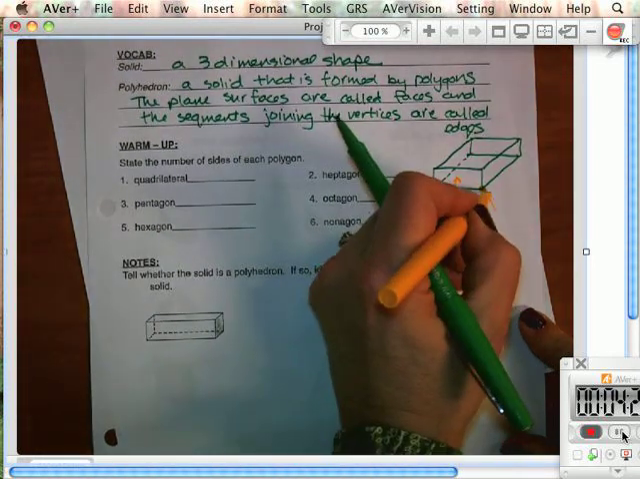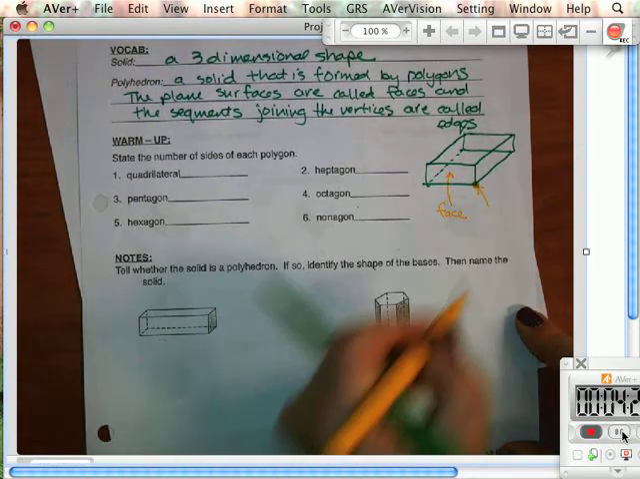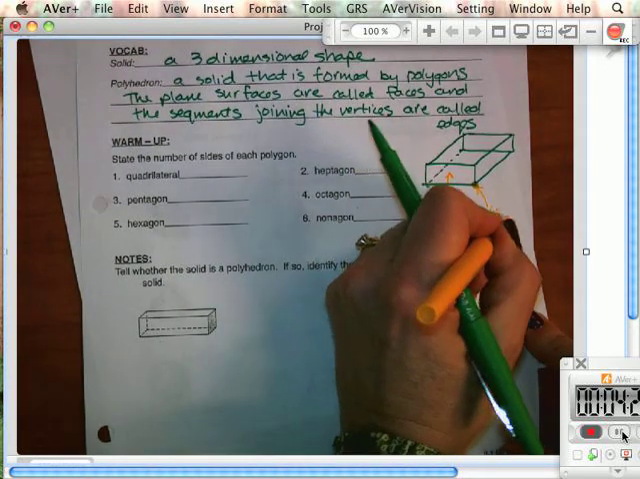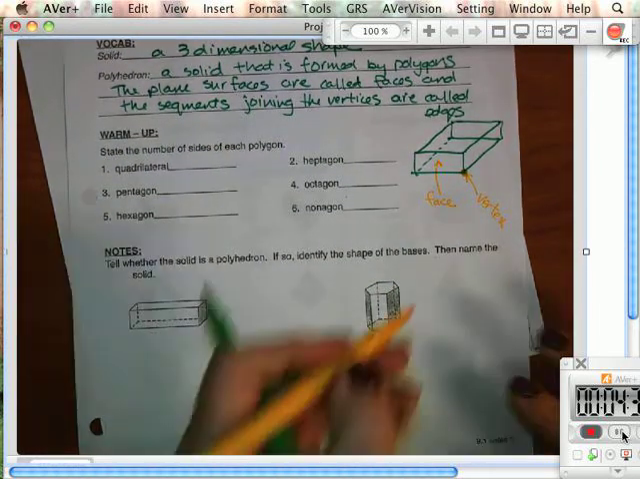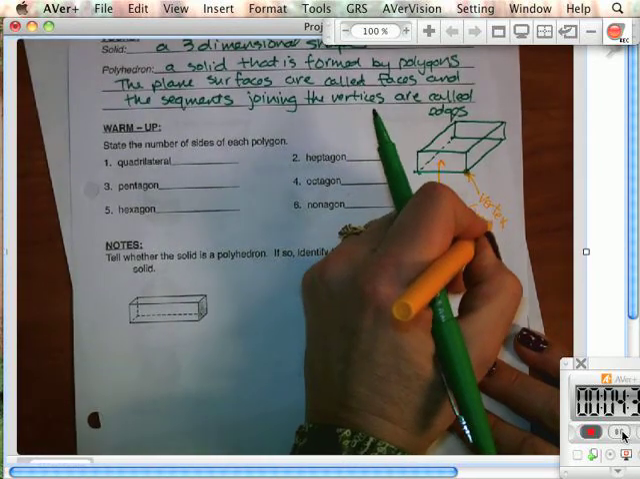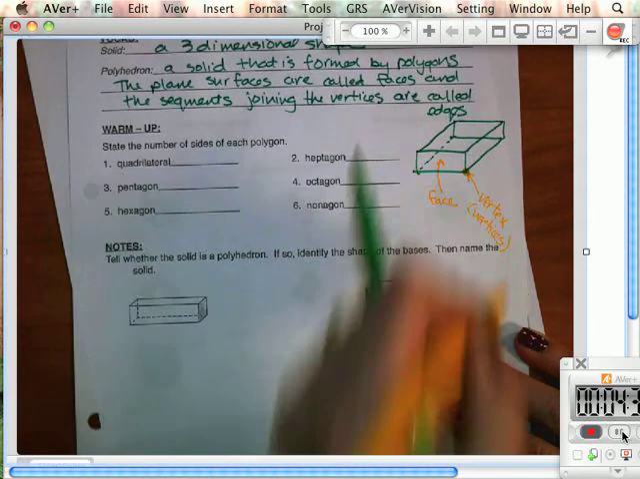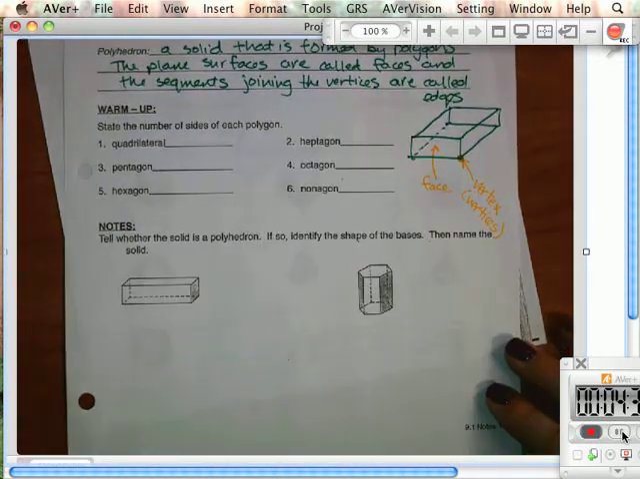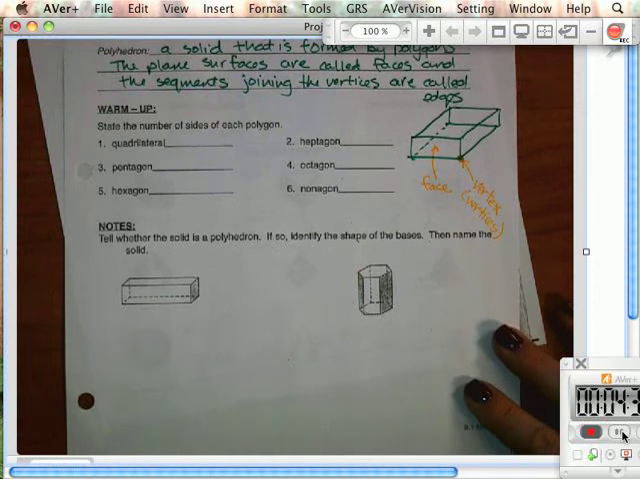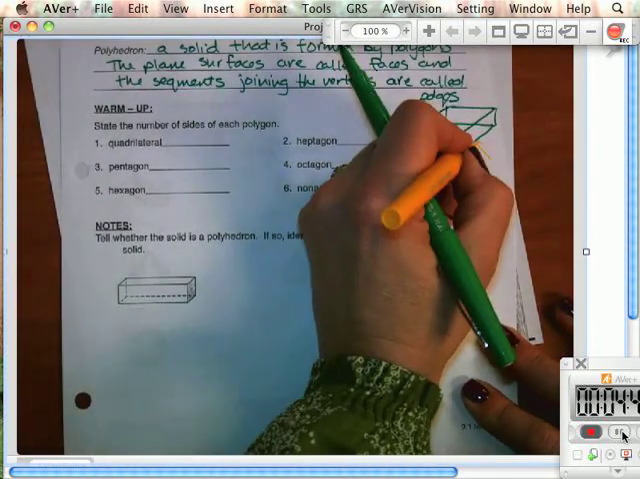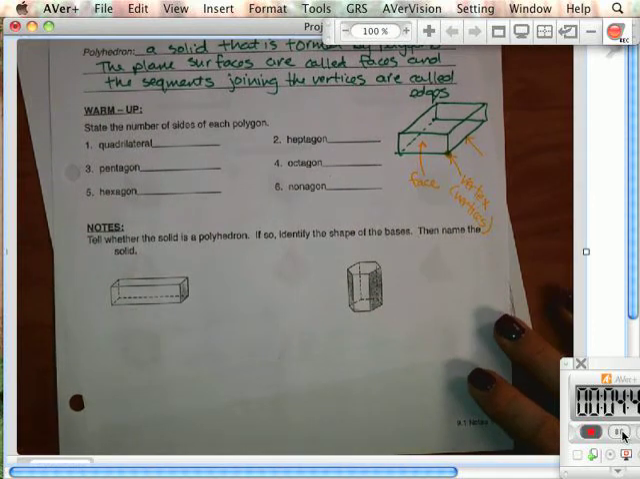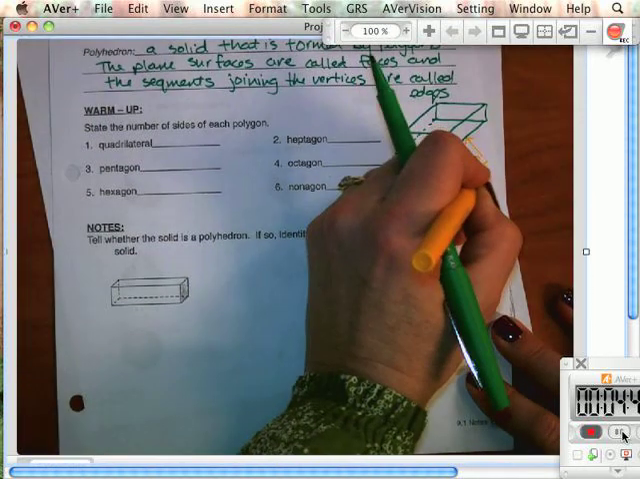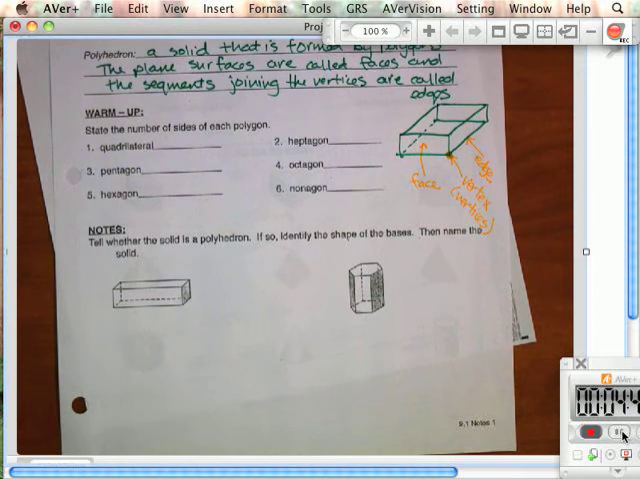What is that right there called? A vertex. If it's plural, what's it called? Vertices. Vertices, if it's plural. And what is this called right here? An edge, thank you. Edge. Okay?